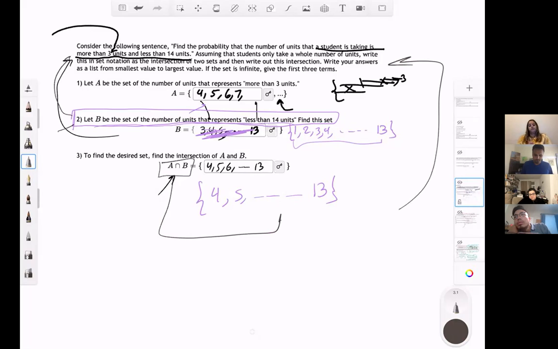To find the desired set, find the intersection of A and B, which will be 4 to 13, which is exactly what they're saying here. The student is taking more than 3 units and less than 14. More than 3 units, which is 4, less than 14 units, which is 13. Correct? So this 1, 2, 3 is walking us through to get the answer. Cool? Good.